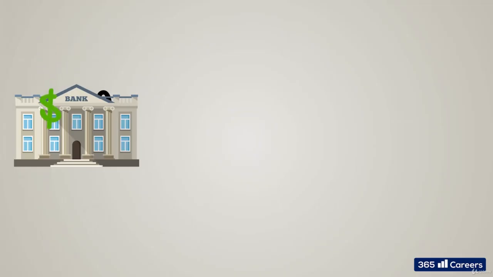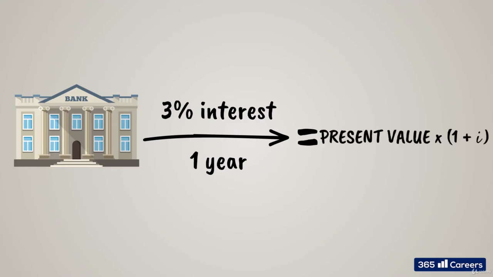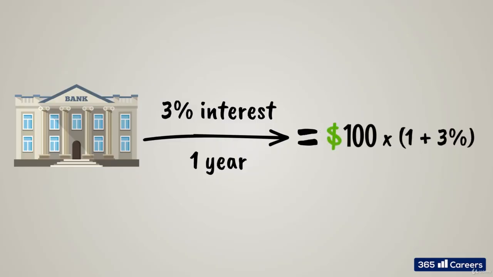If I deposited $100 in a bank, I would expect the bank to compensate me for the right to use my money. Let's say the money will stay in the bank for a year, and after 1 year, the bank will repay me the initial amount plus an interest of 3%. So we will have future value equals present value times 1 plus I, where present value is the amount we are depositing and I is the interest rate the bank will pay us for depositing our money. We would have future value equals 100 times 1 plus 3% equals 103. After 1 year, we will receive $103.